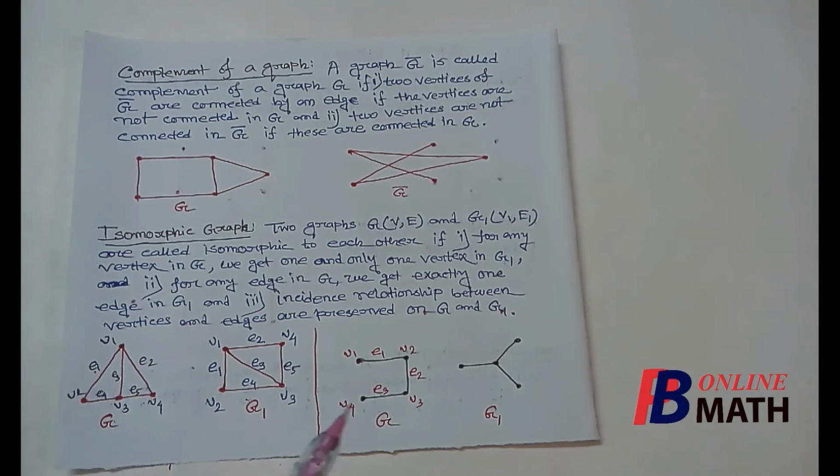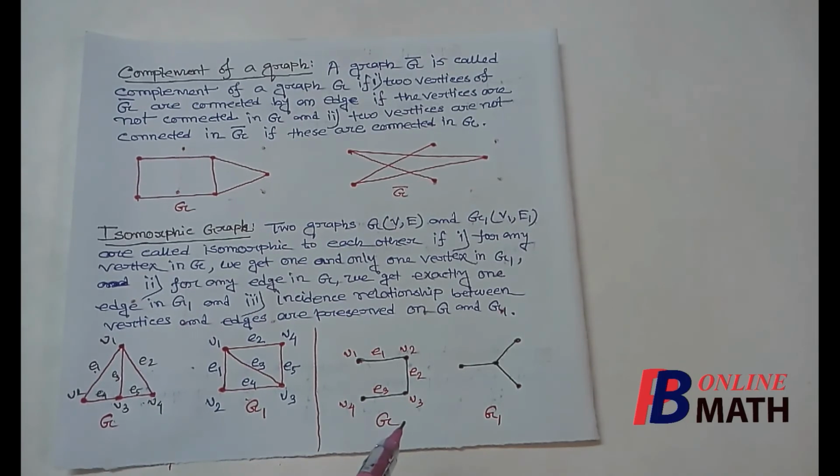Next, we consider one more example. Suppose this is the graph G and this is the graph G1. Let us check whether these two graphs are isomorphic or not. For that, we find that the graph G contains 4 vertices and 3 edges, and the graph G1 contains 4 vertices and 3 edges. So the first condition is satisfied.